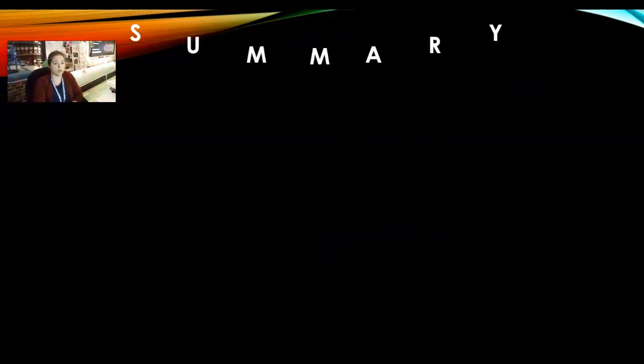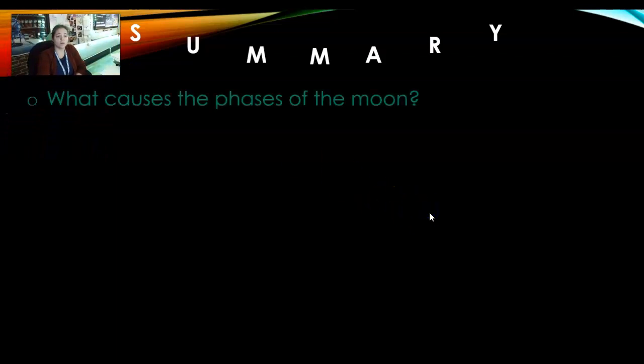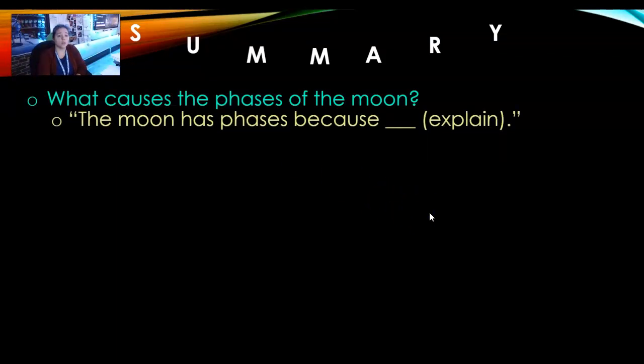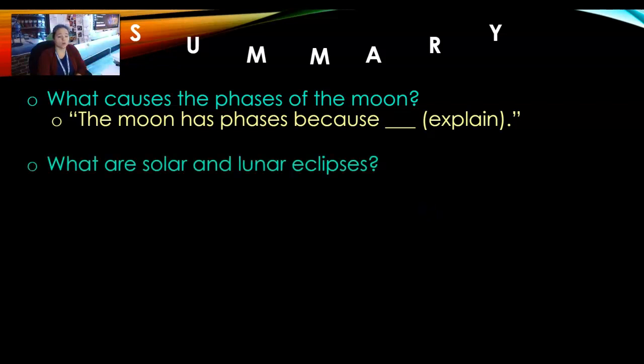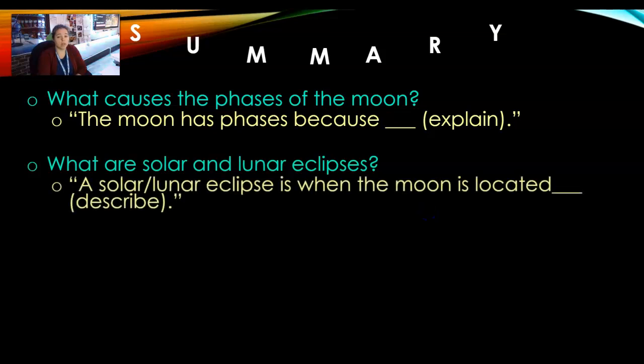All right, let's go back to the notes. Bottom summary. What causes the phases of the moon? The moon has phases because it orbits the Earth. It revolves around the Earth. What are solar and lunar eclipses? A solar eclipse is when the moon is located between the sun and the Earth. A lunar eclipse happens when the Earth is in between the moon and the sun.